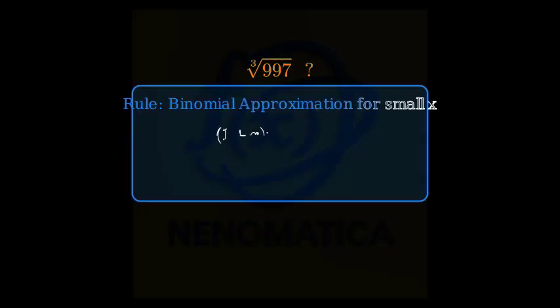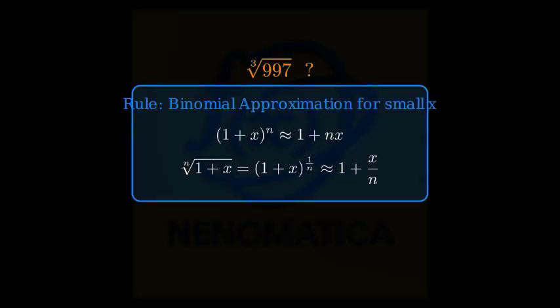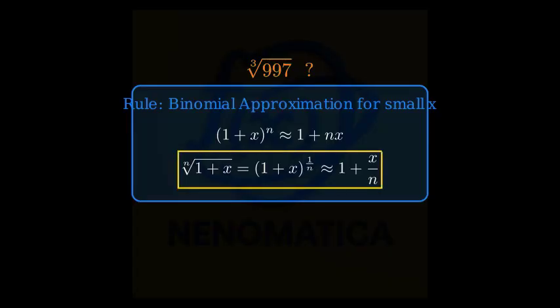In this lesson, we will approximate the cube root of 997 using the binomial approximation rule for small x. Here is the problem we want to solve, the cube root of 997. First, recall the rule for small x. If the absolute value of x is less than 1, then (1 plus x) to the power n is approximately 1 plus n times x. Equivalently, the nth root of 1 plus x is approximately 1 plus x divided by n.